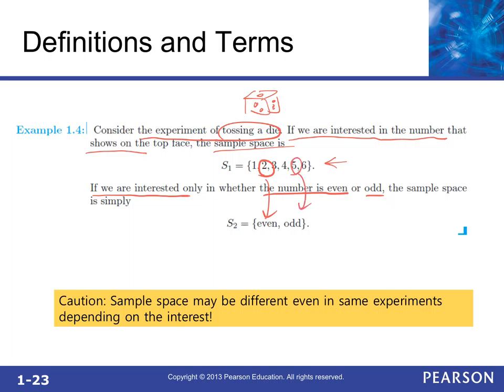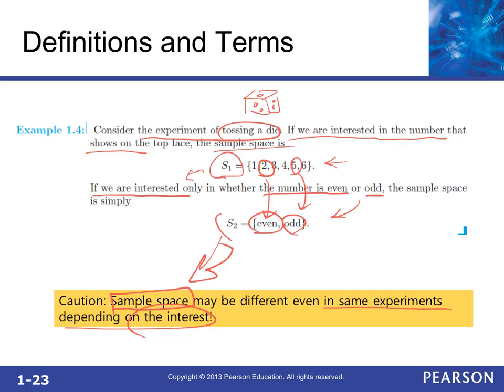And if you get the number 5, this is the odd number. So in this case, whatever number you get, all possible outcomes from this experiment are either even or odd. So this means that the sample space may be different even in the same experiment, depending on the interest. If you are interested in the numbers, we have this kind of sample space, but if you are interested in the type of numbers, in this case, we are going to have a different sample space.